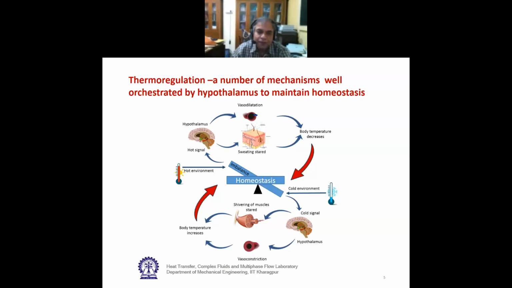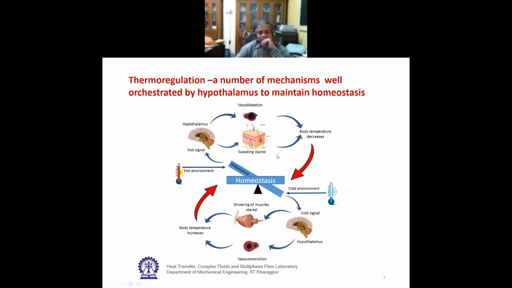heat. Okay. If we go to the other side, this is the hypothalamus, and it is getting some sort of hot signal that the environment is now hot. So it will have vasodilation. So the blood vessels will have a larger diameter below the skin or epidermis. So there will be a good amount of heat loss, and of course there will be sweating. Sweating is a very strong method for thermoregulation when the temperature is higher compared to what is conducive for the body.